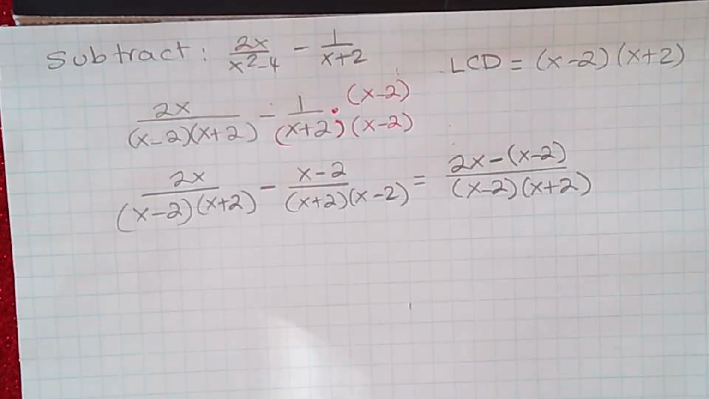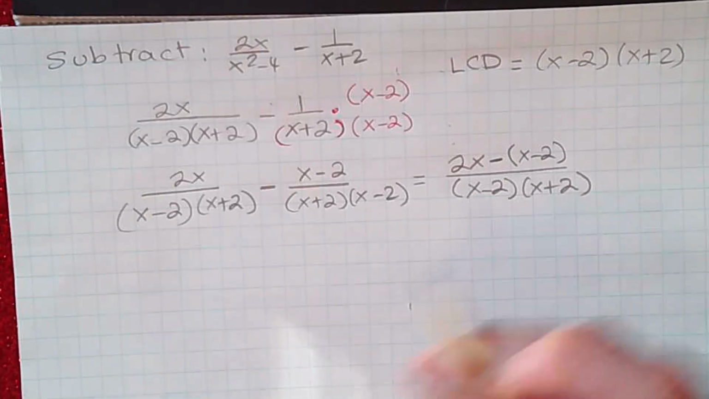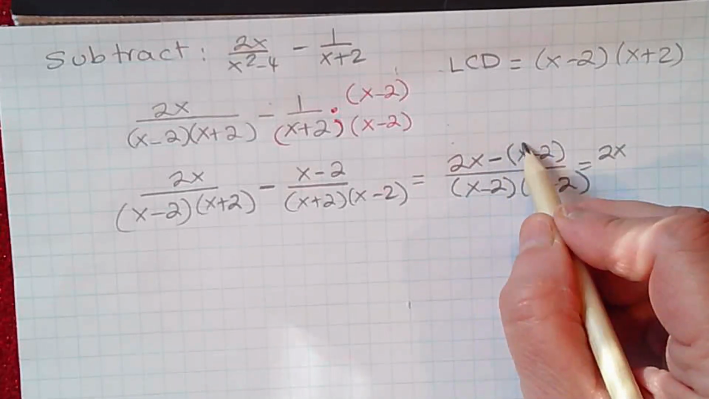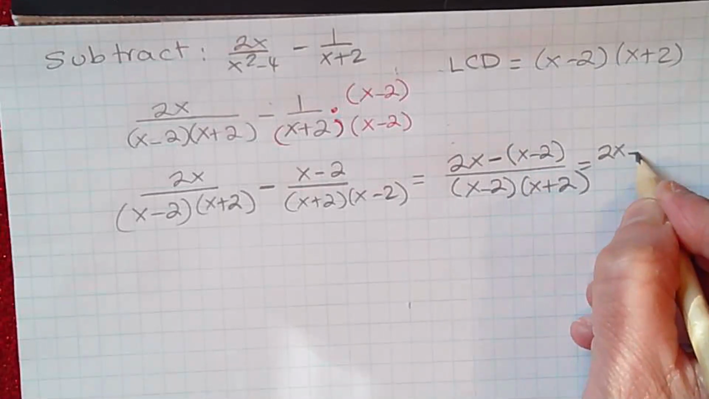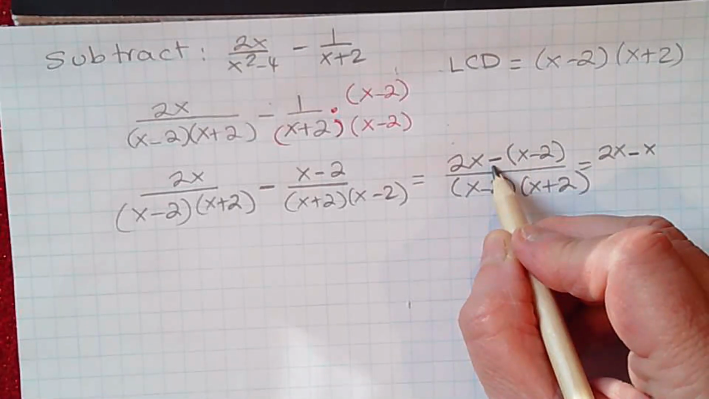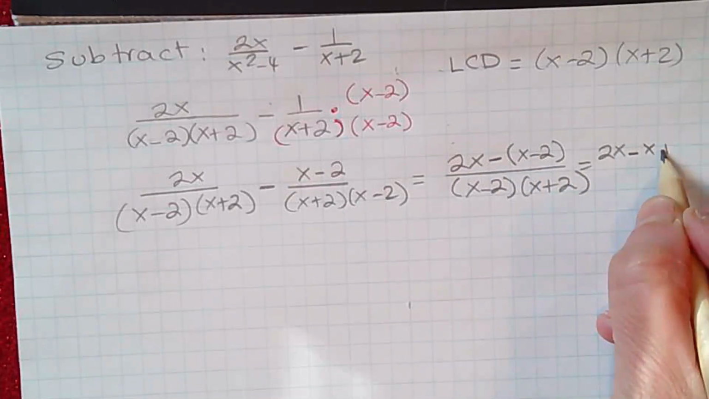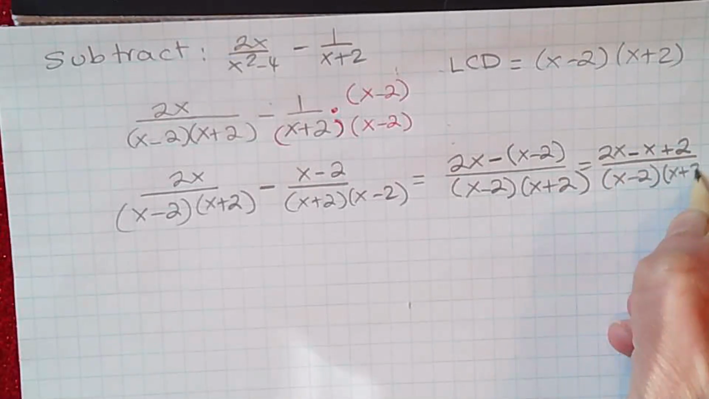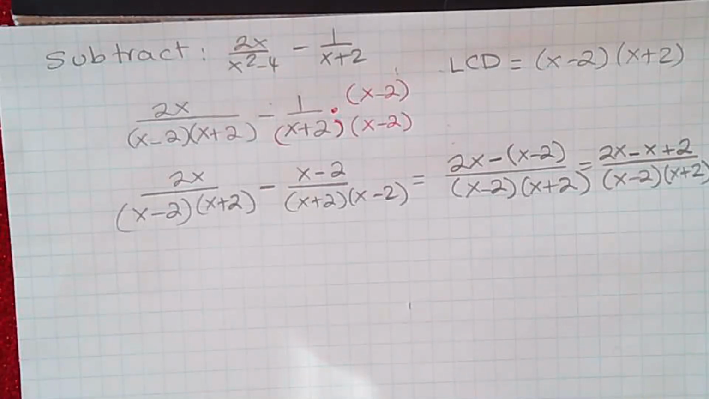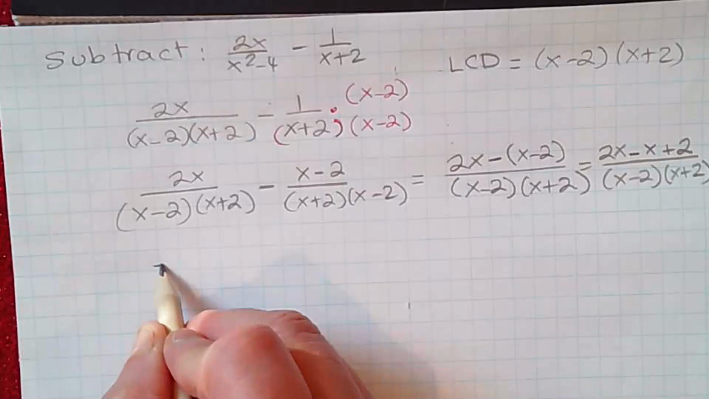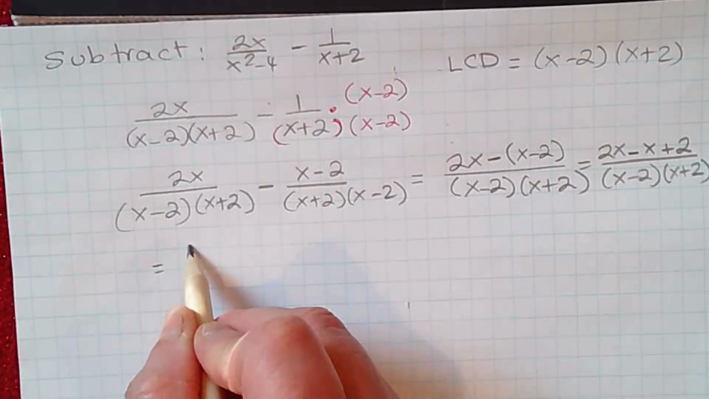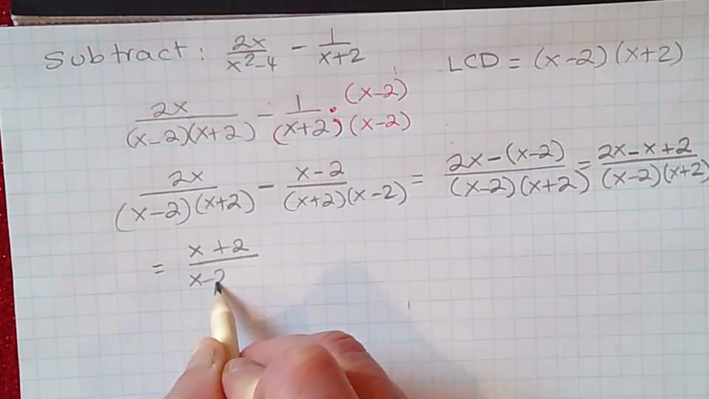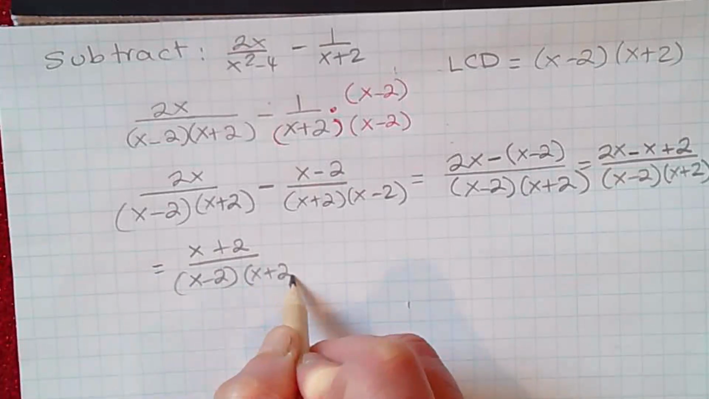So if we write it as x minus 2 times x plus 2, now we go ahead and simplify the numerator. And what do we get? We get 2x. There's an invisible 1 here. You can distribute: negative 1 times x is negative x. Negative 1 times negative 2, that's plus 2, over x minus 2 times x plus 2. Now simplifying the numerator, 2x minus x is simply x, plus 2, over x minus 2 times x plus 2.